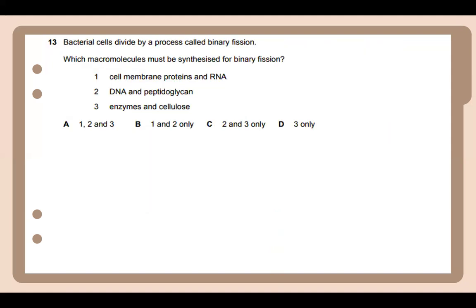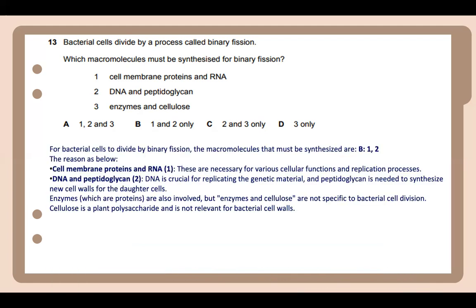Bacterial cells divide by a process called binary fission. Which macromolecule must be synthesized for binary fission? For bacterial cells to divide by binary fission, the macromolecules that must be synthesized are statement 1 and statement 2. The reason is below. Statement 1, cell membrane protein and RNA. These are necessary for various cellular functions and replication processes.